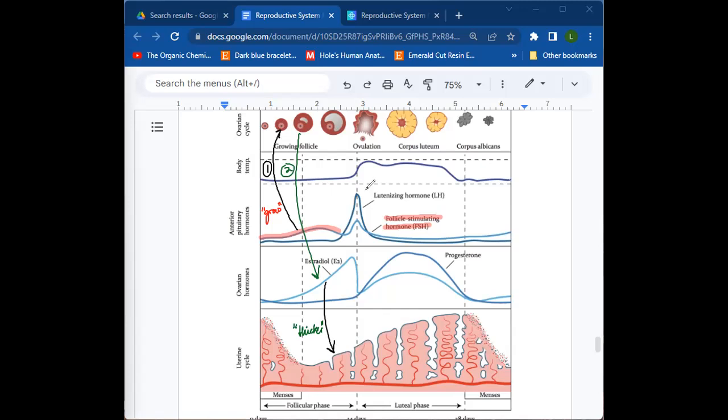Okay, then at the same time, the estrogen is also going to go to the anterior pituitary, and it says more LH. Basically saying, I'm ready to be released. And then the more estrogen, the more LH. Okay, so that's step 3.